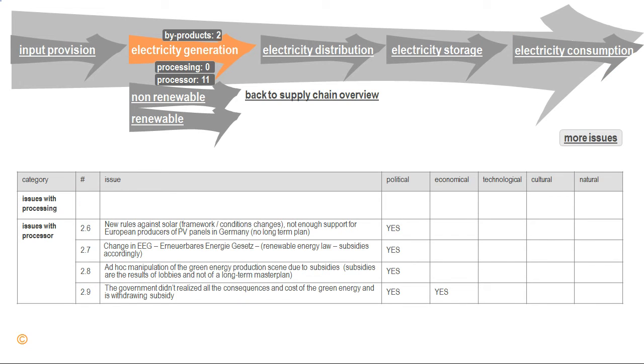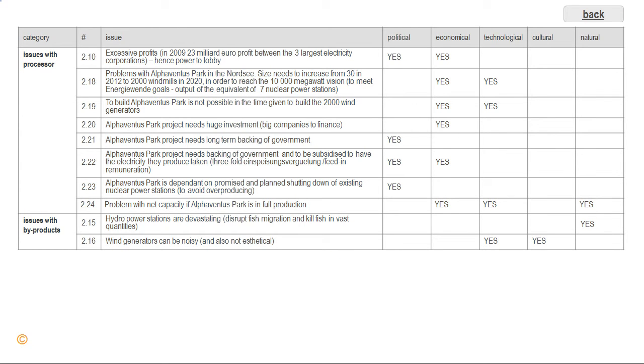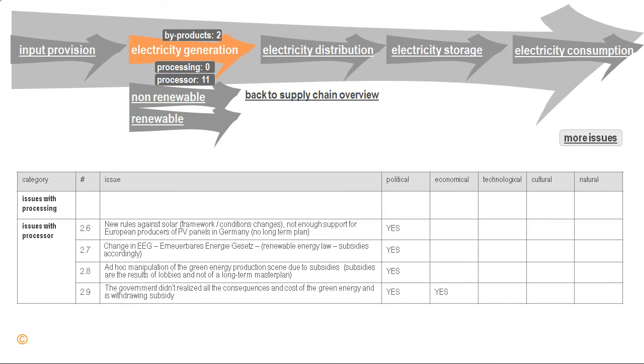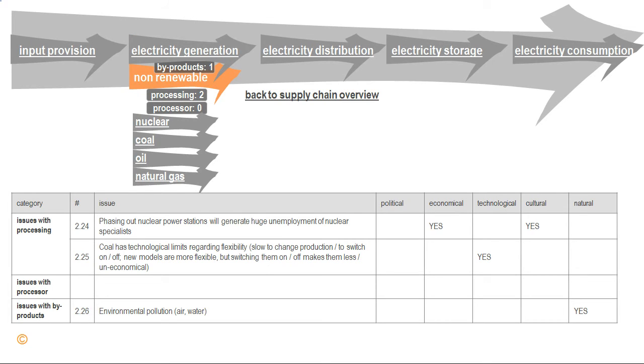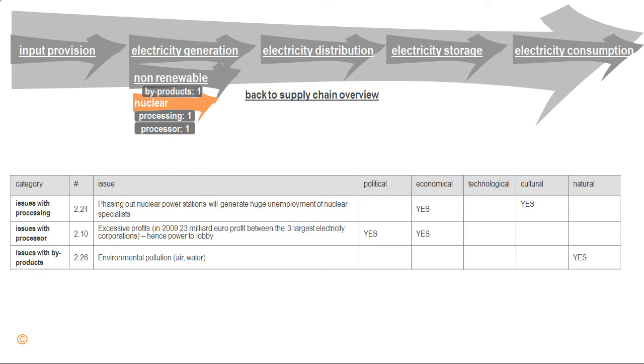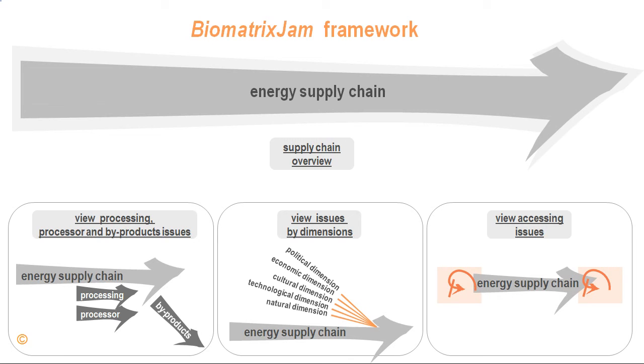Now we can look at the example of electricity generation, where the documentaries identified many more issues. By clicking on the More Issues button, we will see a second screen with the rest of the list. Let us now zoom into the non-renewable issues, and still zoom more into the nuclear issues, and see the number or lack of processing, processor and byproducts related issues. We have come back to the home page of the presentation.